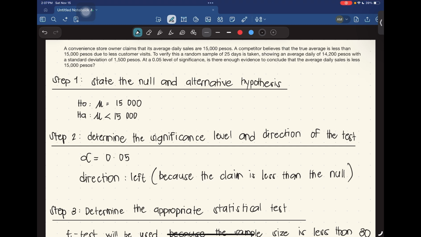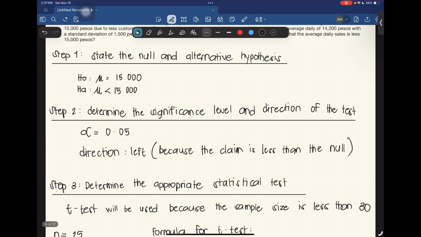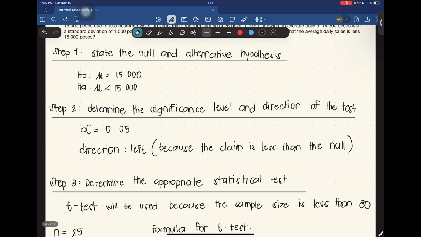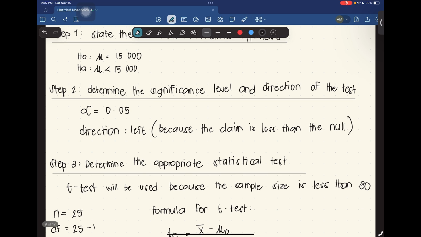So, our first step is state the null and alternative hypothesis, where our null is equal to 15,000 pesos, while our alternative hypothesis, wherein our problem claims that the average daily sales is less than 15,000 pesos. Our next step is determine the significance level and direction of the test, where our level of significance is 0.05 and our direction of the test is to the left because the claim is less than the null hypothesis.